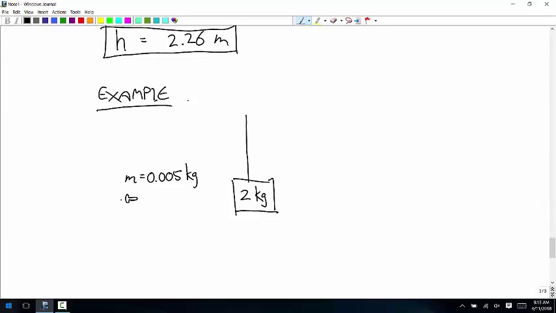And this bullet is shot into the mass, at which point the mass swings up to a highest point of 0.75 meters. It doesn't matter how long the cable is, because there are 2 forces acting, the weight and a centripetal force from the cable, and that doesn't do any work.